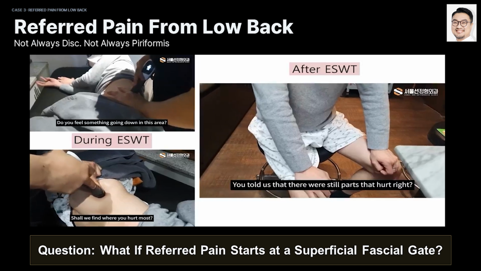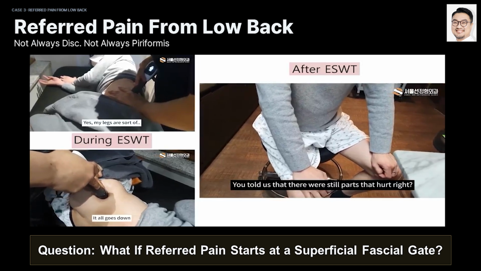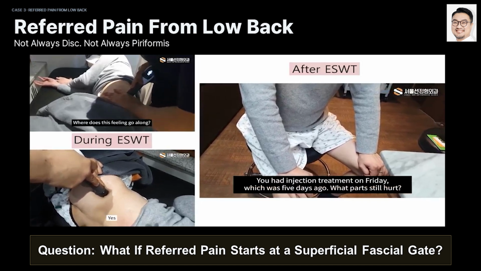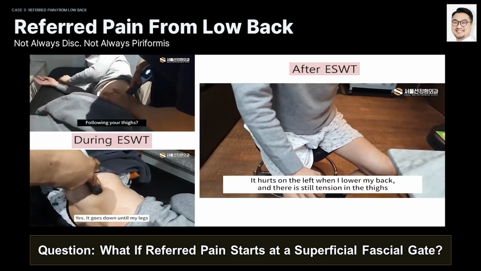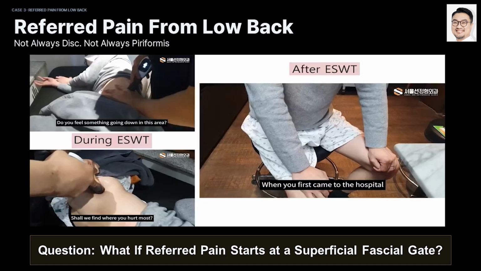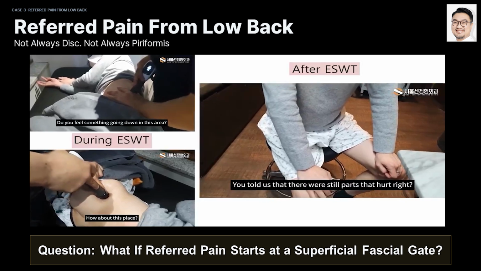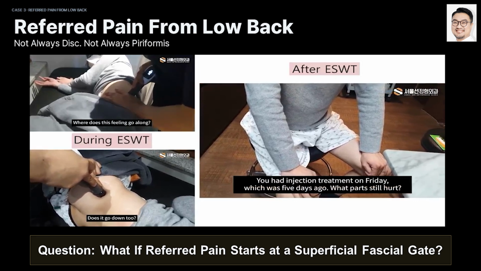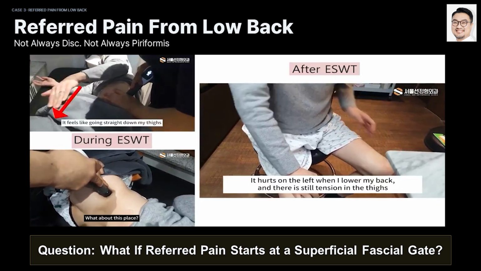The third case is referred pain from the low back. Not every radiating pain is a disc problem. If imaging is not significant or nerve root block does not solve the pain, I look for peripheral gates around the rib cage, iliac crest, and posterior pelvis.